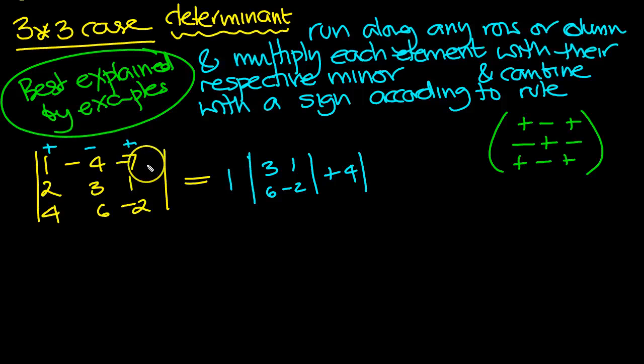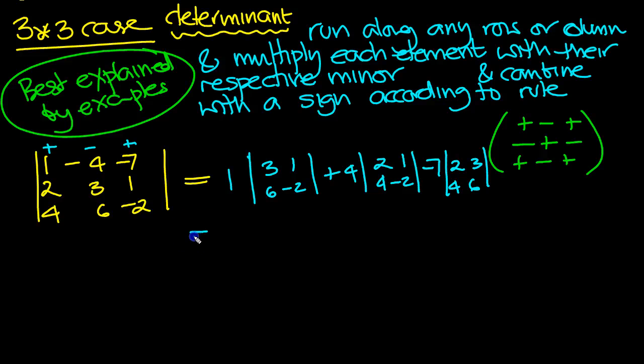Cross out the row and column containing the 4 and write down the associated minor, which would be 2, 1, 4, minus 2. See here? 2, 1, 4, minus 2. And then the last entry, plus and a minus is a minus, the 7. And then our 2 lines. And then cross out the row and column containing the 7, and you can see we're left with these 4 entries here. 2, 3, 4, and 6.